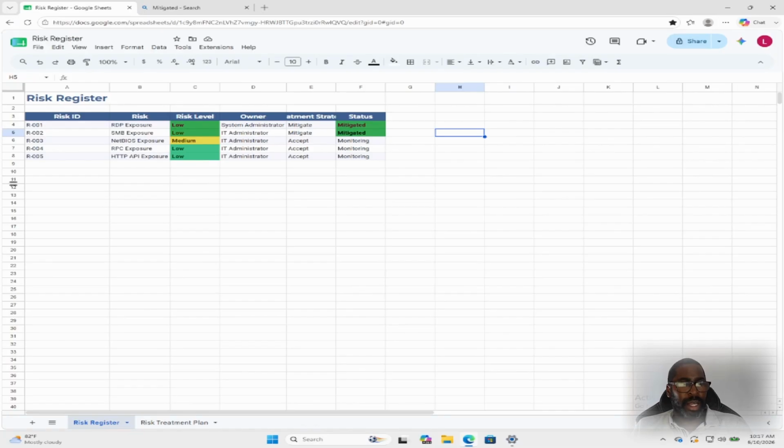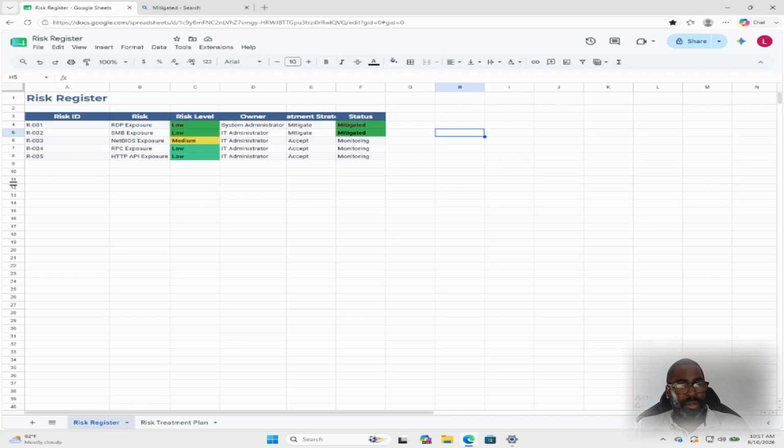The risk register has been updated to reflect the results of the reassessment process. During the original assessment, RDP exposure was classified as high risk and assigned a mitigation strategy. Following the implementation of additional controls and validation testing, the risk level has been reduced and the status has been updated to mitigated. SMB exposure was originally classified as a medium risk.